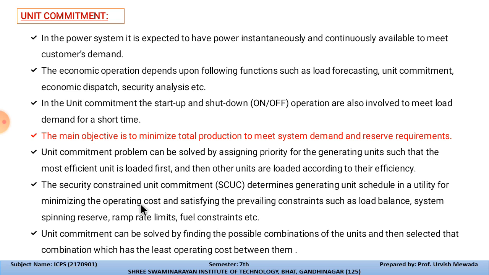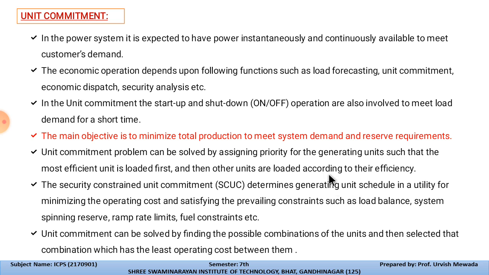SCUC will consider all the important parameters while we put all the units in priority for unit commitment according to their efficiency. It considers these points for the most efficient power generation and transmission. Unit commitment can be solved by finding the possible combinations of the units. The unit commitment problem belongs to the class of complex combinatorial optimization problems. So the combination which has the least operating cost among them is selected. This is our most important criterion when dealing with unit commitment: we need to consider the unit with the least operating cost while selecting the priority of the units for the generation and transmission of power.